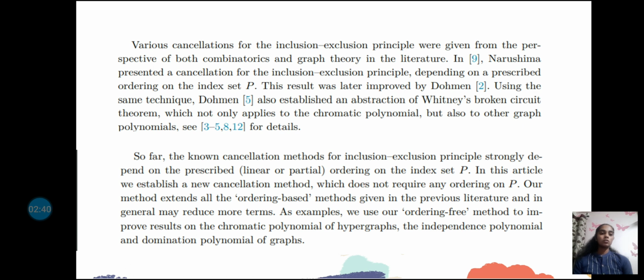Cancellation methods for inclusion-exclusion principles strongly depend on the prescribed ordering on the index set P. We give a method which does not require any ordering on P. Our method extends all the ordering-based methods given in the previous literature in general and reduces more terms. As examples, we use our ordering-free method to improve results on the chromatic polynomial of hypergraphs, the dependency polynomial and the domination polynomial of graphs.